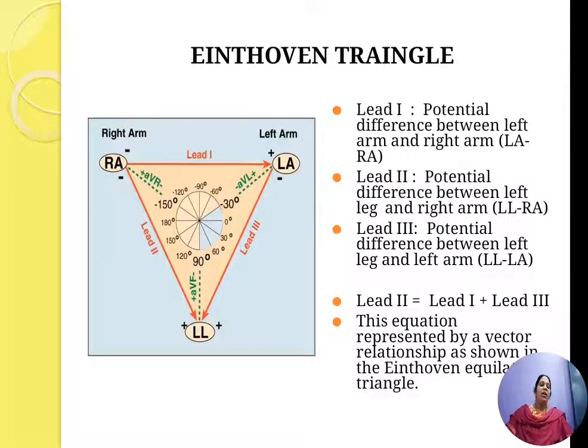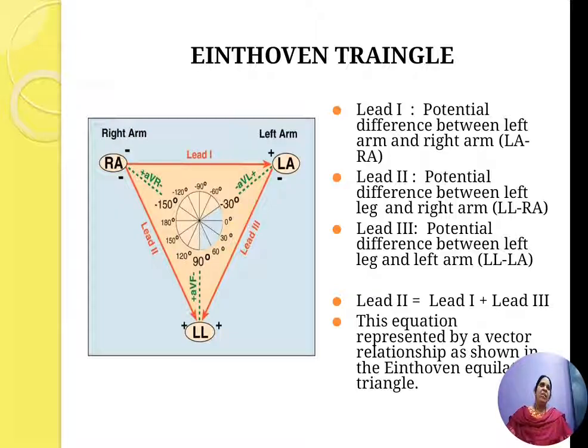So, according to Kirchhoff's law, the R wave amplitude of lead 2 is equal to the sum of the R wave amplitudes of lead 1 and lead 3. This equation is represented by the vector relation as shown in the Einthoven equilateral triangle.